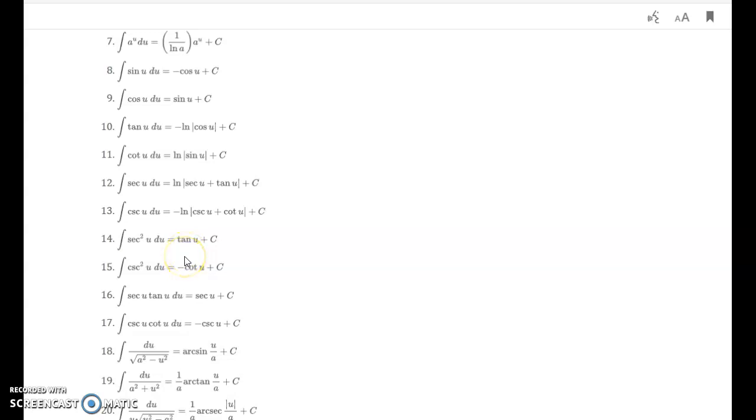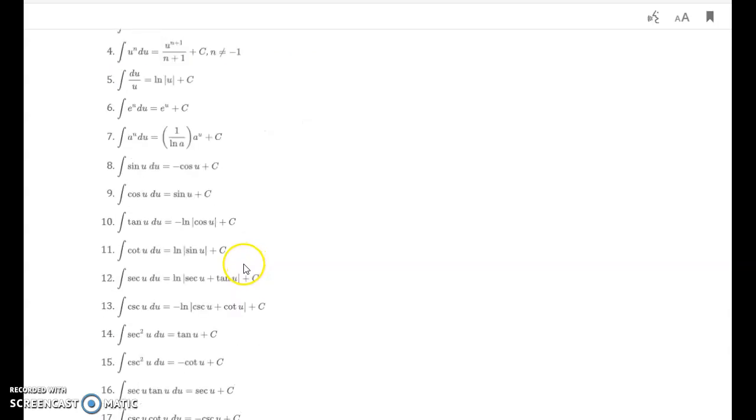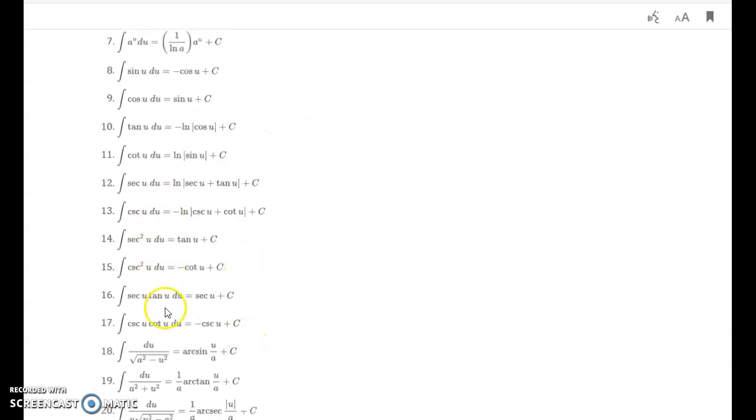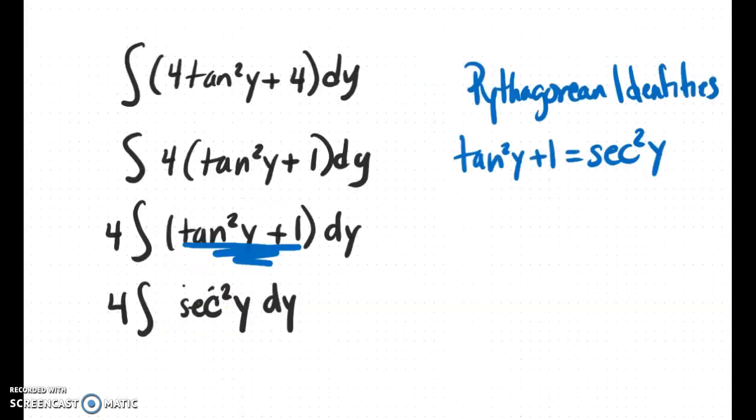Now remember, on the final exam for the trig function integrations, remember on the midterm you had a sheet at the beginning with some basic derivative rules. You're going to have some basic integration formulas on the final exam too. So these are not things that you necessarily have to memorize, but you do want to know how to use them. All right, so back to our whiteboard.